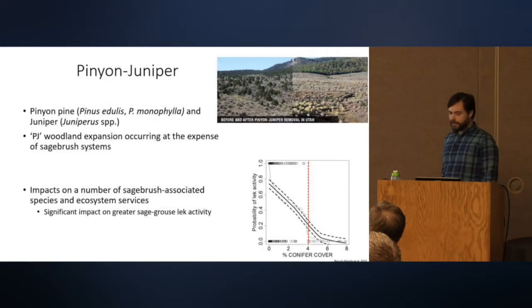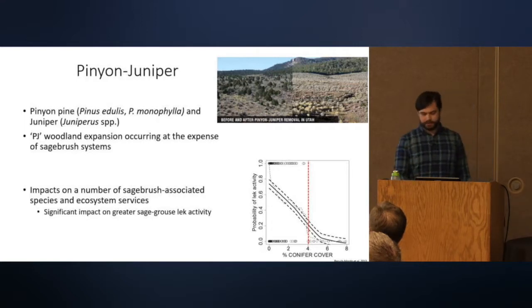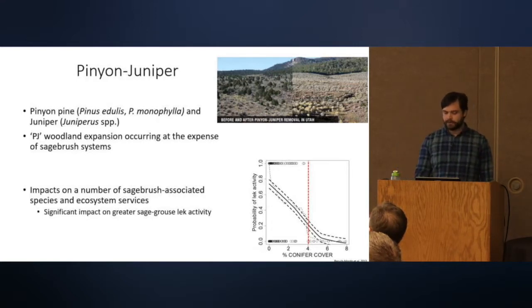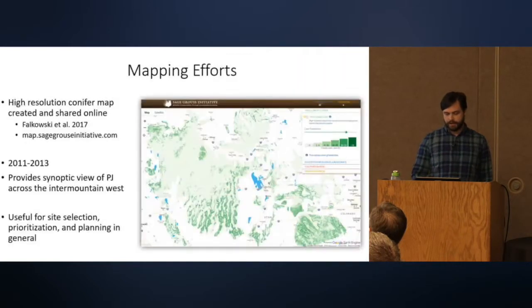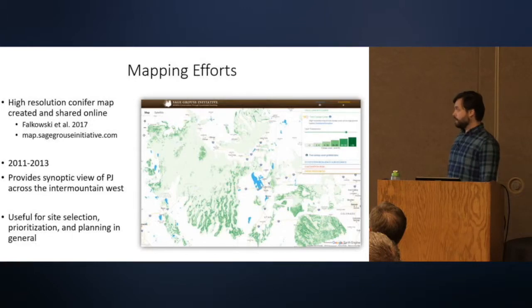So there's really been an impetus by a lot of different groups to deal with this problem and problems with other species in terms of conifer encroachment. There are a lot of different groups out there in the West working on pinyon juniper and conifer removal range-wide for sage grouse. And to support a lot of these efforts, our group has created a high-resolution conifer map encompassing the sage grouse range.